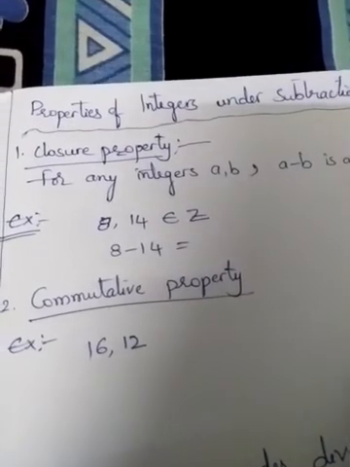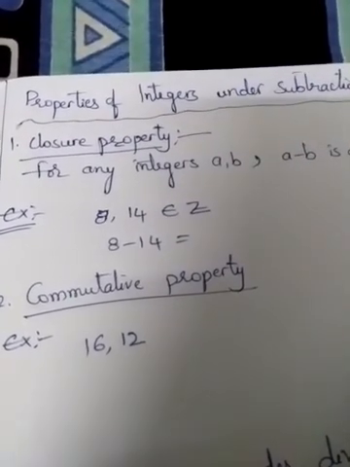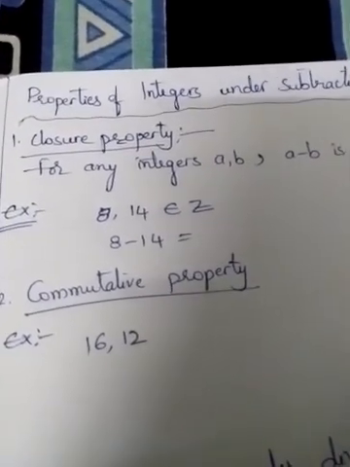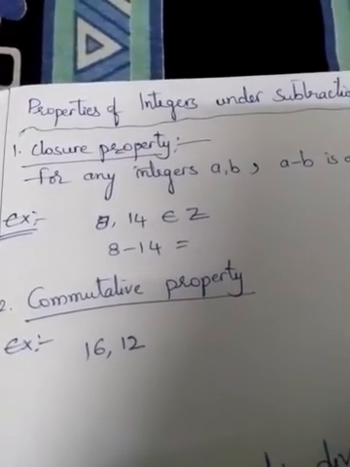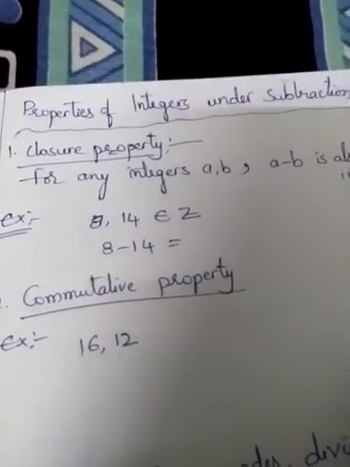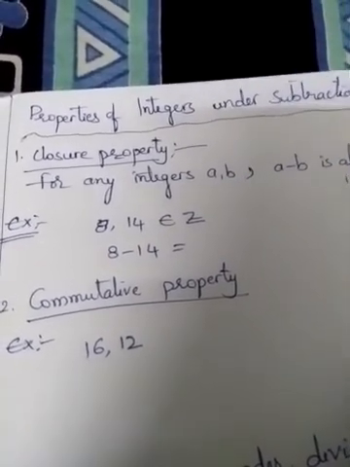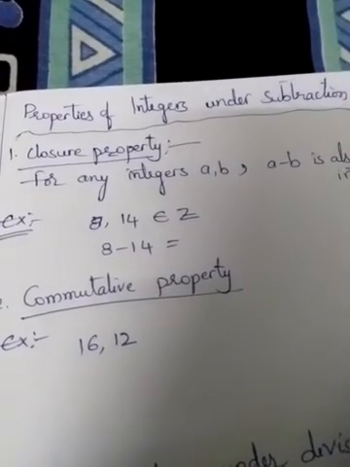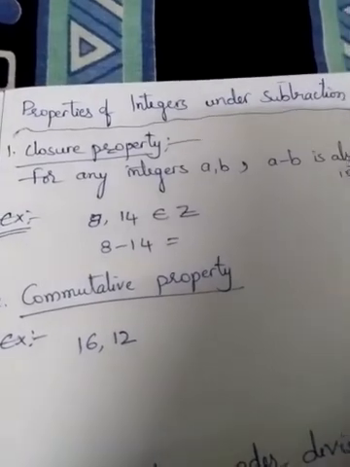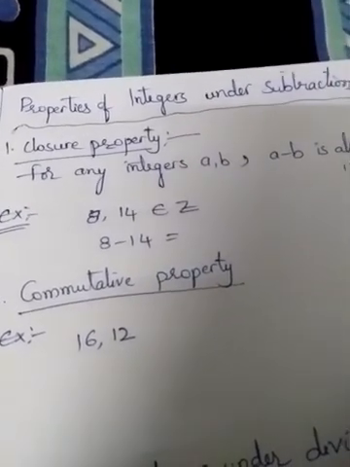In the previous video I explained the properties of integers under addition and multiplication. There we learned closure, commutative, associative, identity and inverse properties under addition and multiplication. Next, we will learn some properties under subtraction and division also, and only then go to exercise problems.